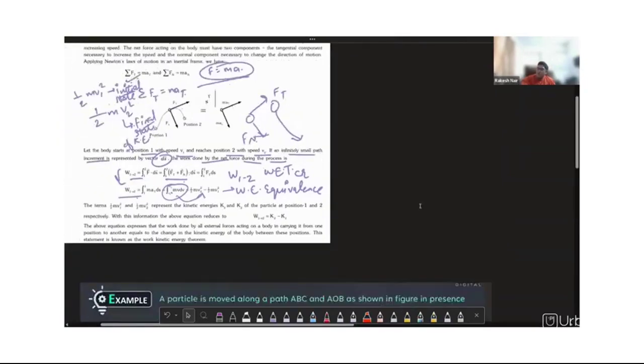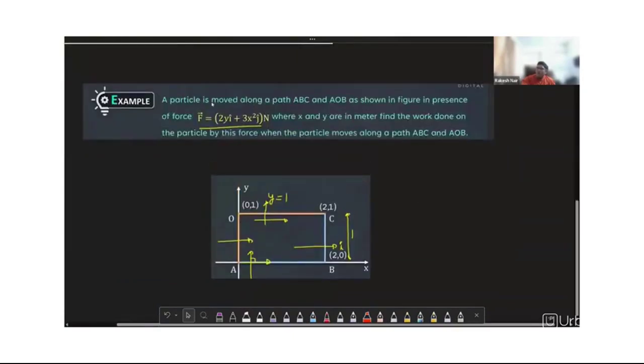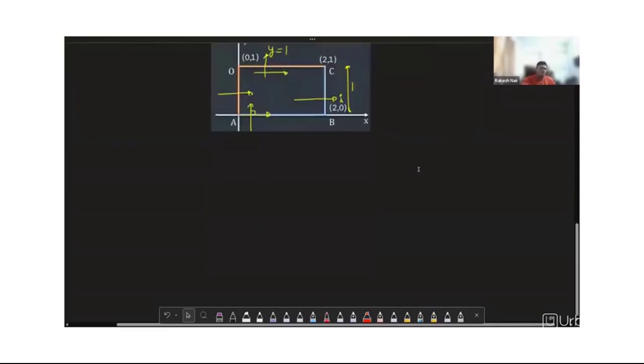Now let us solve one more question. A particle is moved along a path ABC and AOC. You will get such questions in thermodynamics and chemistry also. These are the two paths. There is no direct relation between O and B. In the presence of this force, which has been given, with x and y in meters, find the work done on the particle by this force when the particle moves along both the paths.